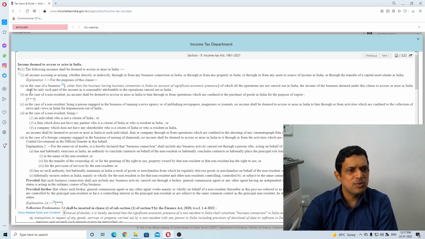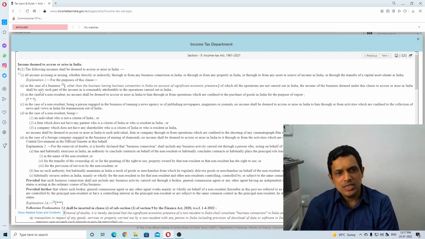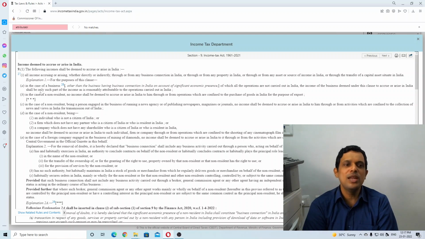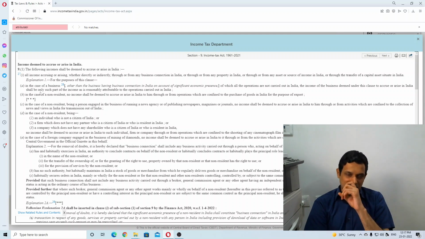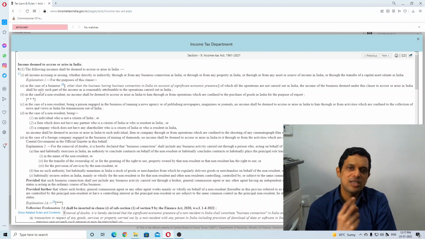Now let's look at explanation 1A. In the case of business, other than business having business connection in India on account of significant economic presence, of which all the operations are not carried out in India, the income of the business deemed under this clause to accrue or arise in India shall be only such part of the income as is reasonably attributable to the operations carried out in India. Now, this is a very important check.